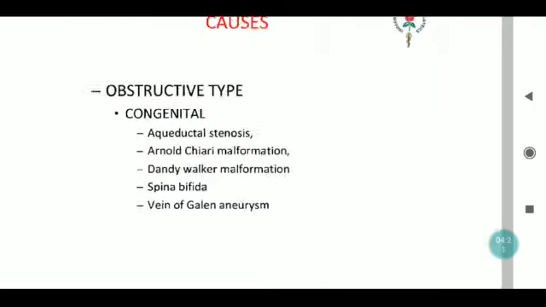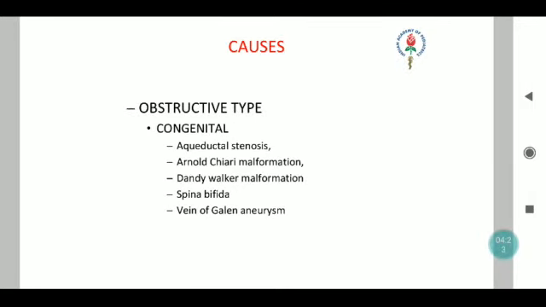Now if we look at the obstructive variety, we again see the causes of that. It could be congenital causes such as aqueductal stenosis or Arnold-Chiari malformation, which I will explain in detail in subsequent slides; Dandy-Walker malformation, which again I will explain in detail in subsequent slides. It could be because of spina bifida or even a vein of Galen aneurysm also.